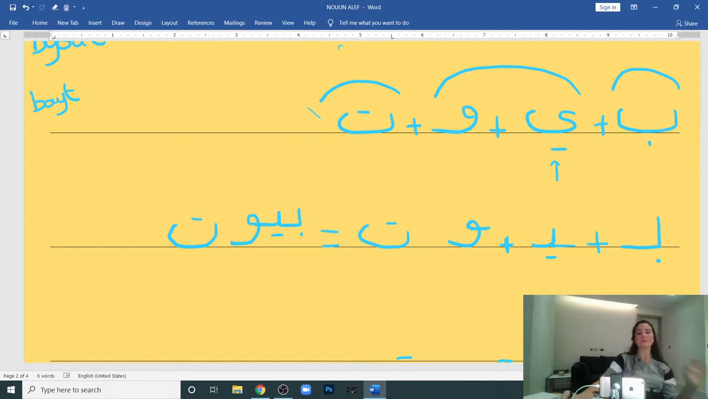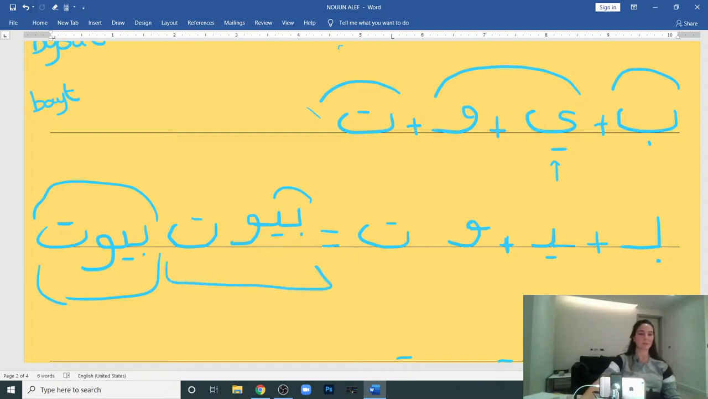Bayt. Now let's pretend I forgot to go higher here and I started here. B, y, oo. It's fine. I mean, as I always say, it's not the end of the world. Somebody, when they read it, will understand it. But it's not nice handwriting. Just do it the proper way. It should be like that. Okay?